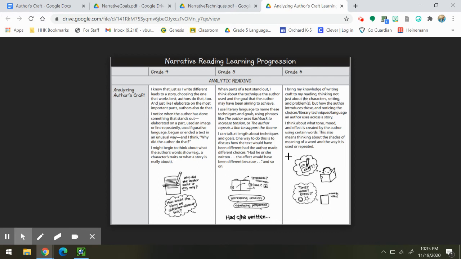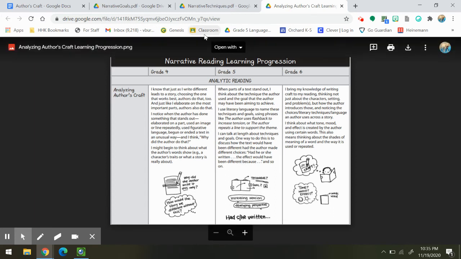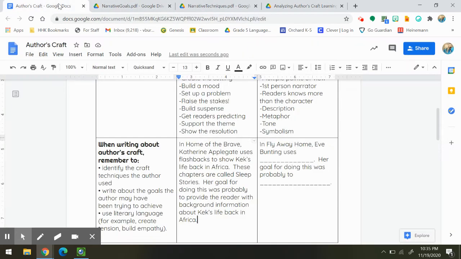Okay. So readers, I also put in the Analyzing Author's Craft Learning Progression here for you to just take a look at. You'll notice if you read this closely that we can even take this one step further and think about what the book would have been like had the author not done that, right? Had they not made that choice? Had they made a different choice instead of doing our technique, right? And if she didn't use flashbacks. So that could be something that I even use to take my response one step further.